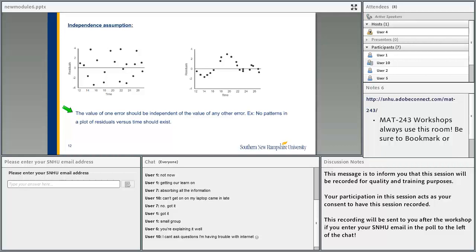Independence assumption. The value of one error should be independent of the value of any other error. For example, no patterns in the plot of residuals versus time should exist. So the first one, the assumption holds good. For the second one, you see it is dependent on time. As time increases, the residuals fluctuate from a lower value to a higher and then lower.